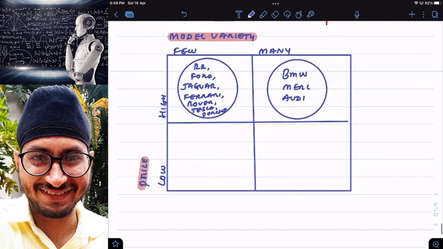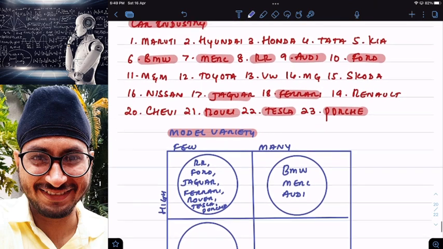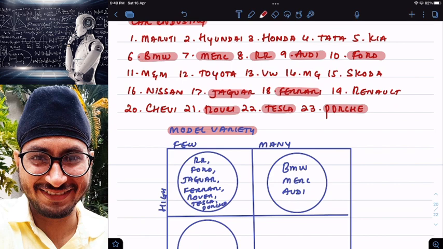Next, in the third column I want those companies who have few models and whose price is also less. Few models and price is also less. Let us say I can write here Mahindra and Mahindra, Toyota, Volkswagen, clear?